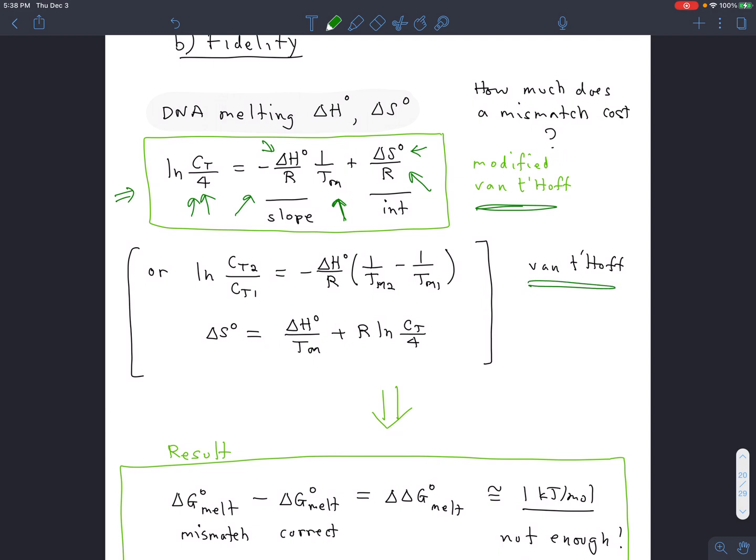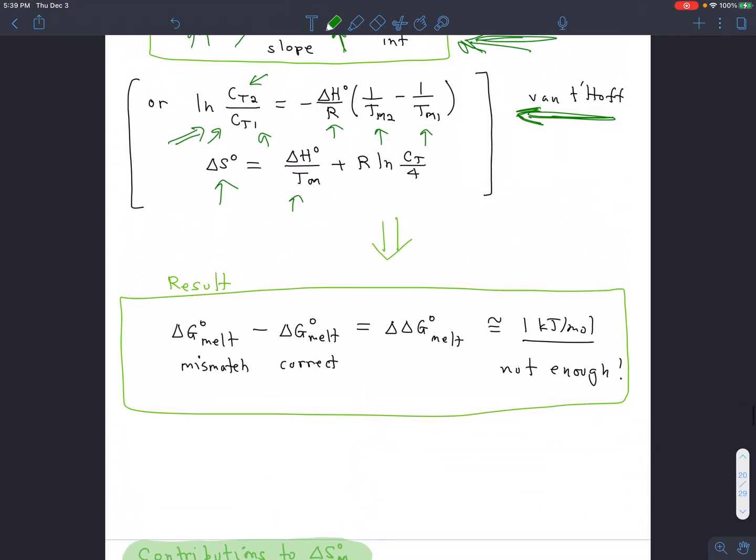You can change that formula a little. I didn't do it in the notes, but I'll do it here. It's a little bit more convenient. You can change this formula into a 2-point formula like we did for Van 't Hoff. And then it looks like this. It looks exactly like Van 't Hoff, except that these are concentrations rather than equilibrium constants, and these are melting temperatures, not just any old temperature. But anyway, if you've got 2 melting temperatures at 2 different concentrations, you can get delta H, and then once you've got delta H, you can use this formula up here again to get delta S.